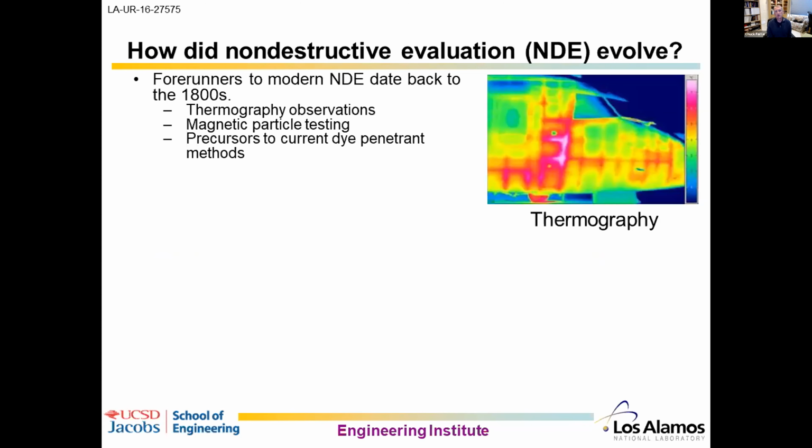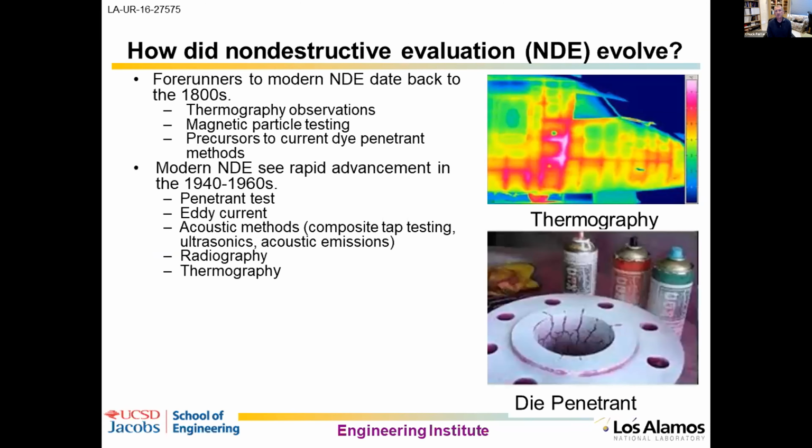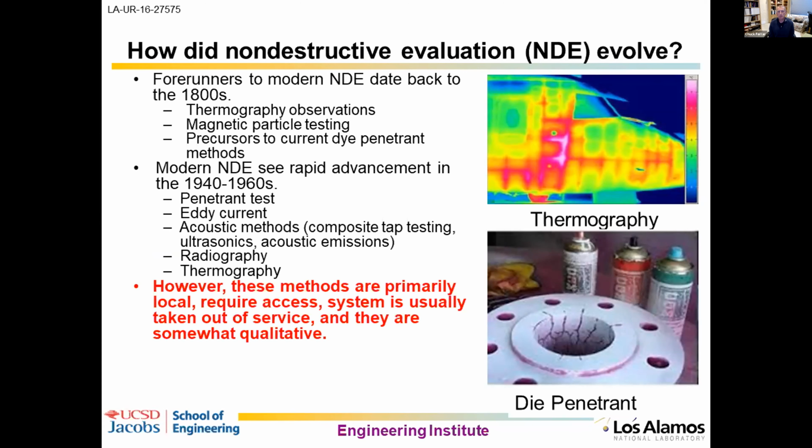Okay, and the forerunners for a lot of our current NDE methods actually date back to the 1800s, but the real advances in traditional non-destructive evaluation occurred in the 1940s through the 1960s. But something to keep in mind is these methods tend to be very local. They require access to the components. The system is usually taken out of service, and they are still somewhat qualitative. In fact, some of them can just be thought of as enhanced visual inspection.